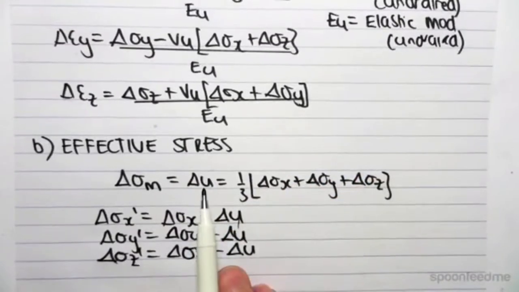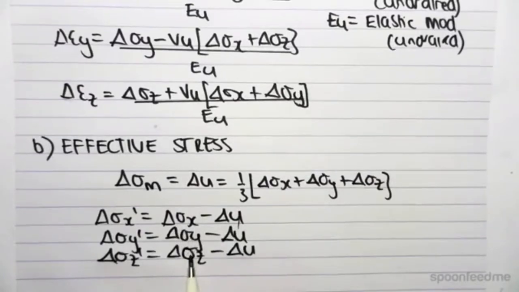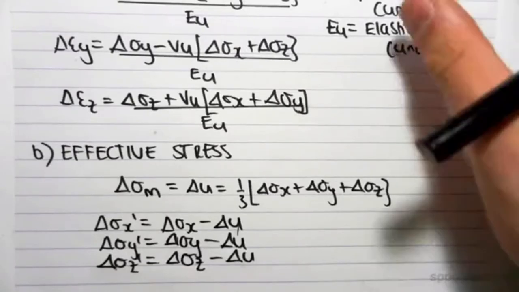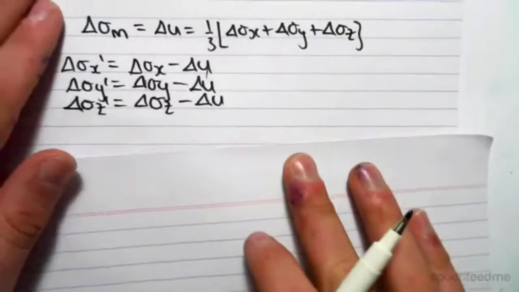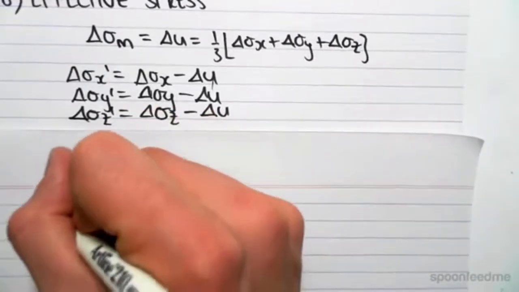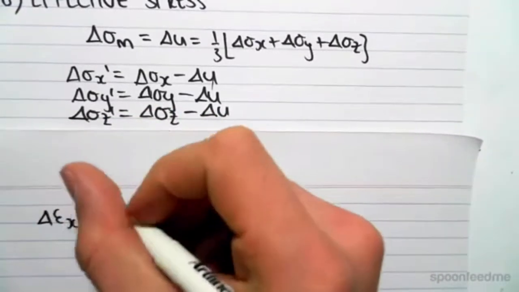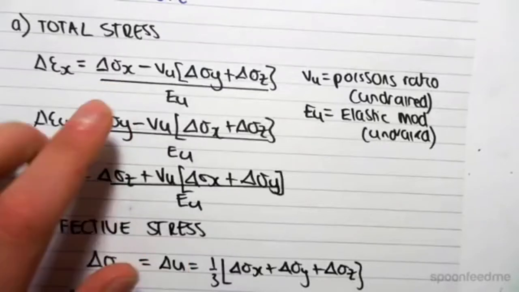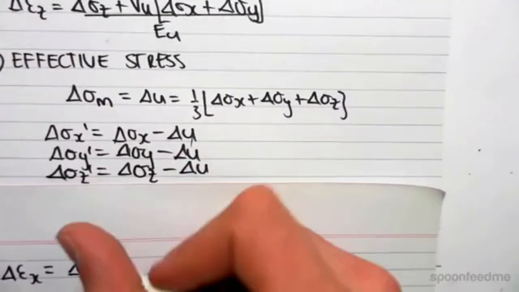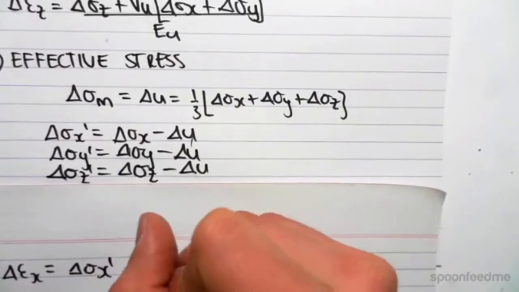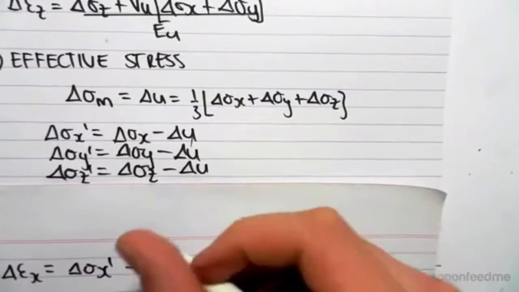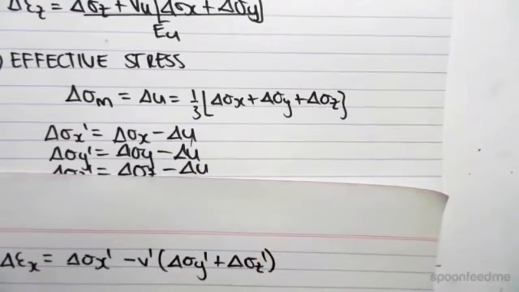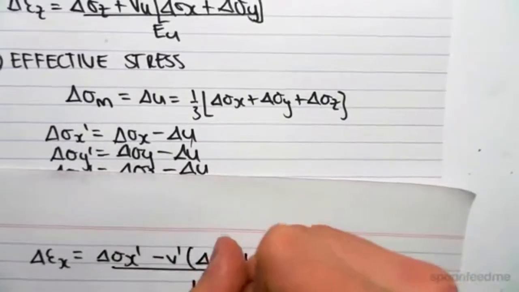So we could then find all our effective stresses. This change in u would obviously change based on our question. We could then use those effective stresses to find our strains. So the strain of x would equal the effective stress. The difference is this is effective, before it was total. So the effective stress minus V dash, which I'm going to define in a second, so that's not the same as the undrained value, Y dash plus Z dash, and this is all over E dash.